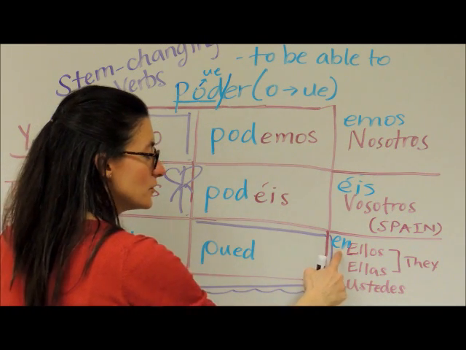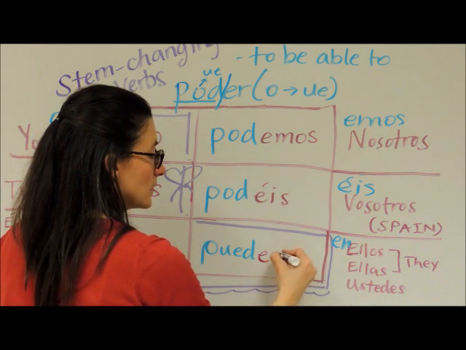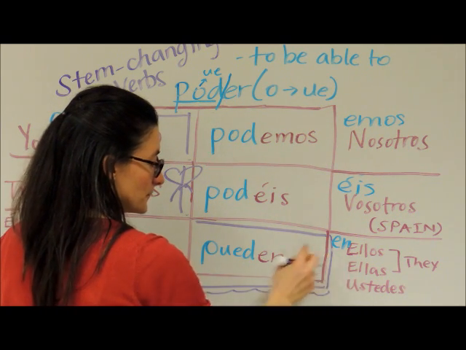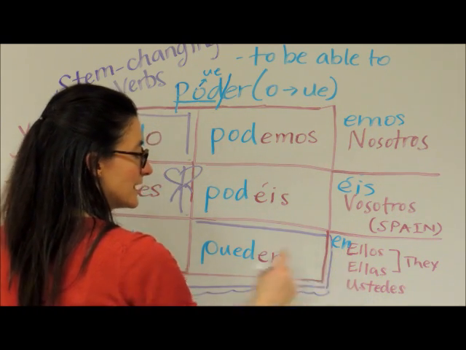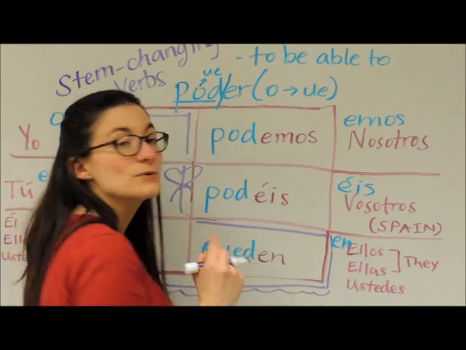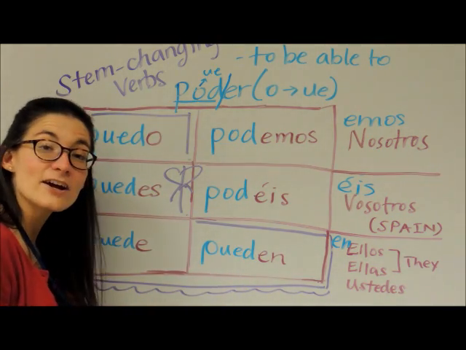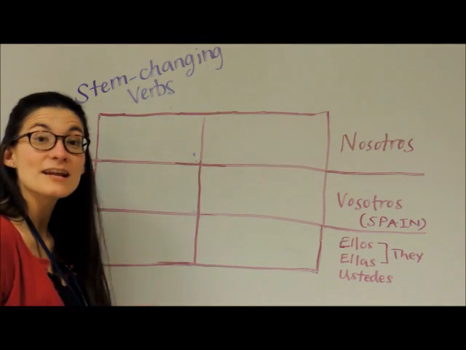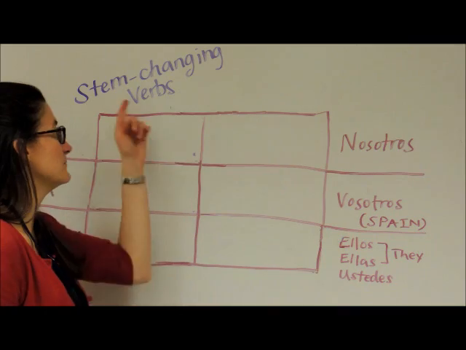And here we have ellos pueden, ellas pueden, and ustedes pueden. So that means they can and you all can outside of Spain. And that is our ER chart for a stem changing verb. Okay. So now let's do an IR example of a stem changing verb.